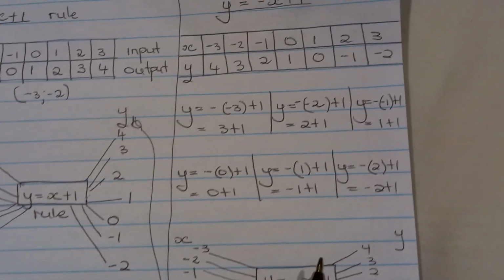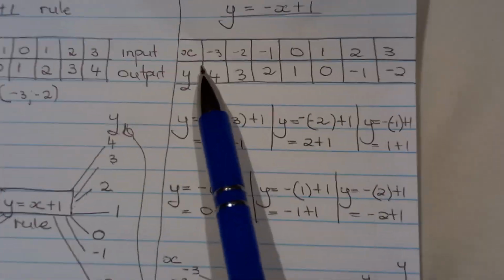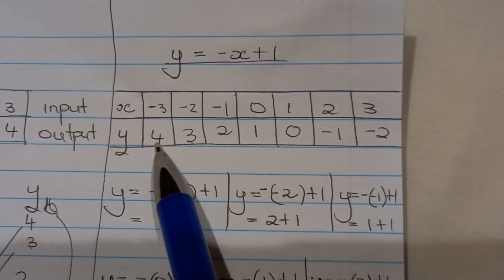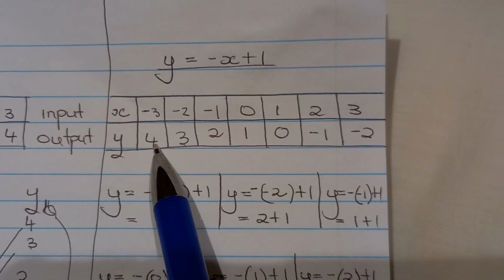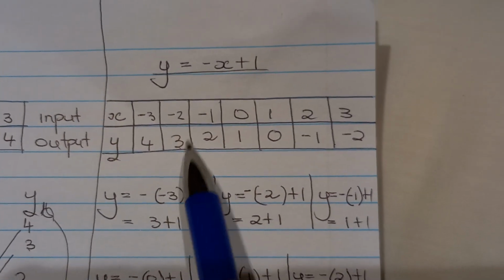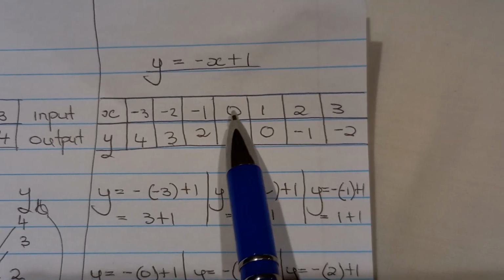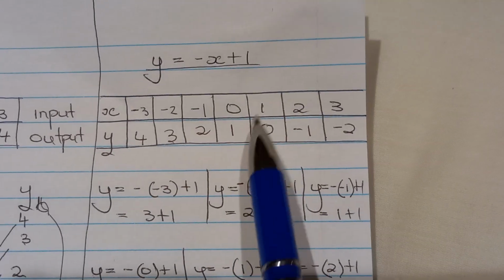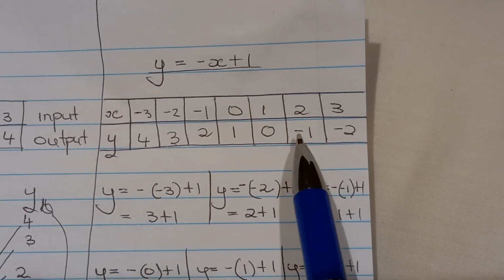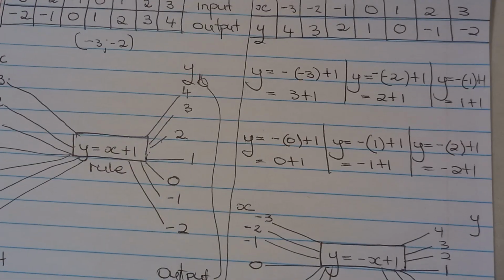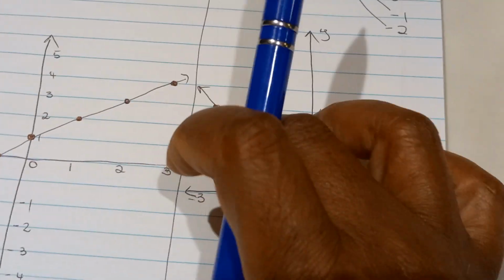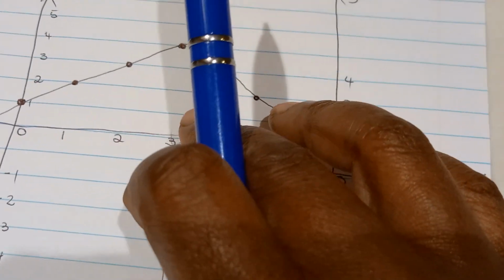Now, like I said, ukuthi these then become our coordinates. So -3 is to 4, -2 is to 3, -1 is to 2, 0 is to 1, 1 is to 0, 2 is to -1, 3 is to -2. So those become the coordinates that we plot this graph.